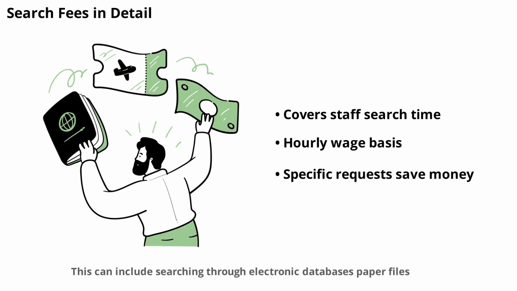Search fees are charged for the time agency staff spend finding the records you've requested. This can include searching through electronic databases, paper files, or other storage systems. The fee is typically based on the hourly wage of the staff member conducting the search. If your request is broad or requires extensive searching, these fees can add up quickly. It's important to be as specific as possible in your request to minimize search time and associated costs.